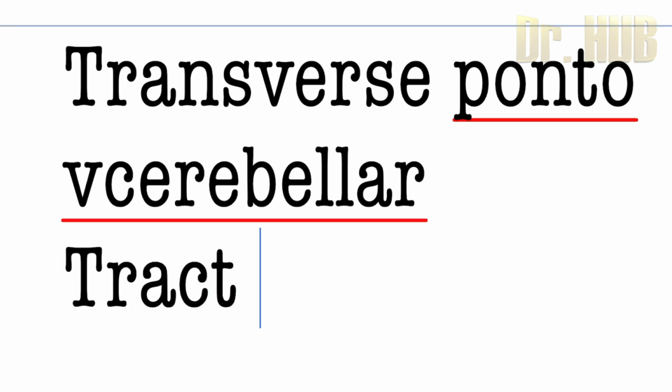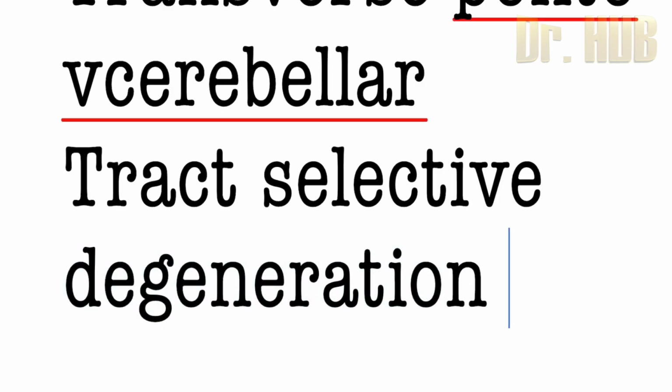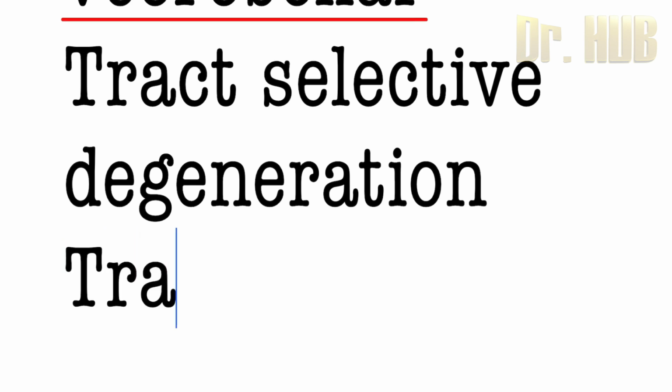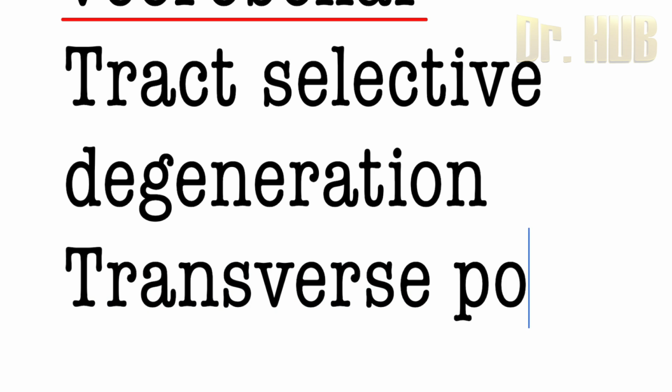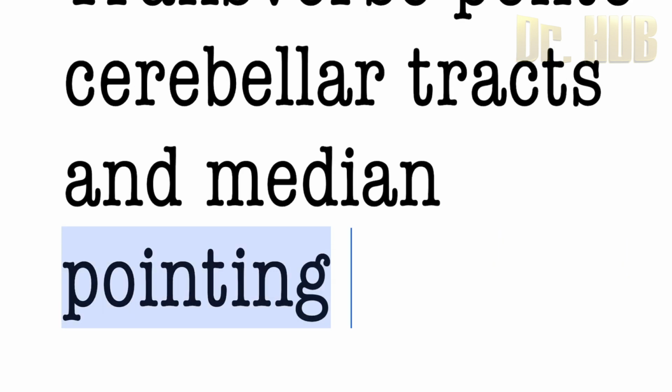tracts. So it refers to the MRI appearance of the pons when the T2 hyperintensity forms a cross on the axial images. It represents a selective degeneration, and this is of the transverse pontocerebellar tracts, and also the median pontine raphe nucleus.